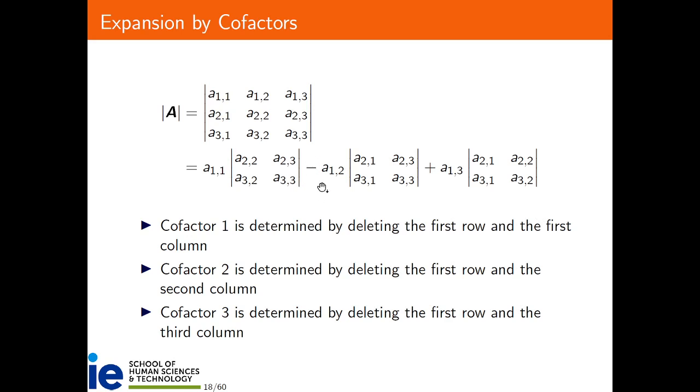Furthermore, I also have to multiply this determinant by -1 to the power i plus j, where i is the row index and j is the column index. So if I pick the first row and the first column, 1 plus 1 is equal to 2, and so I have a plus. Here I deleted the first row and the second column, and therefore I have 1 plus 2, which is equal to 3, which is an odd number, and therefore -1 to the power of 3 is -1, and this is why I have this minus here.